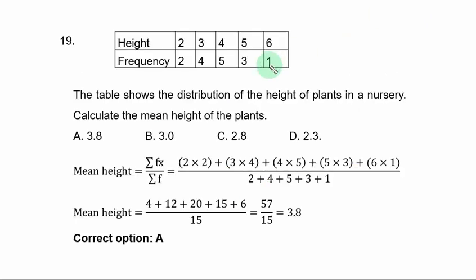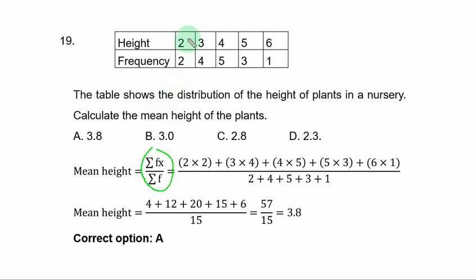Question 19. The table shows the distribution of the height of plants in a nursery. Calculate the mean height of the plants. If we take the height as S and frequency as F, that means we have data involving frequency. You can obtain the mean using summation Fs over summation F. We can do it directly. Fs means product of F and S, then you sum together.